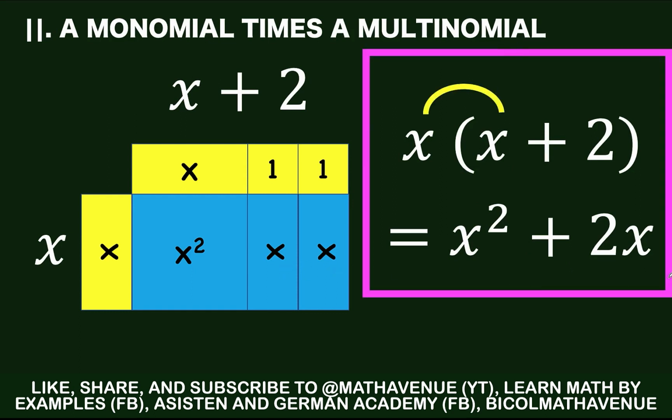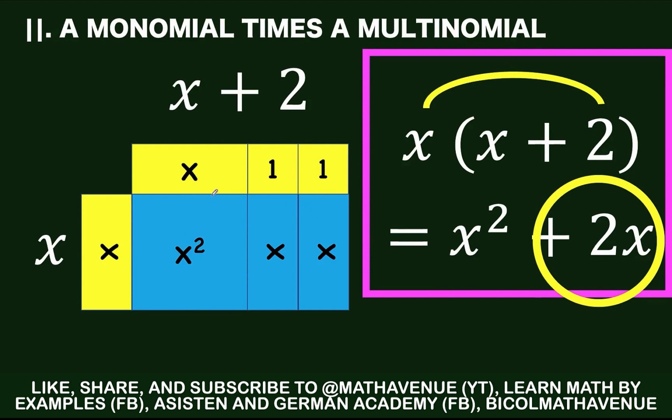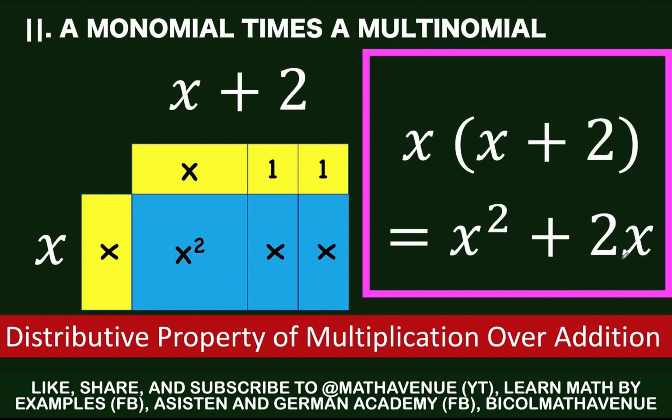Now, if we are going to perform the distributive property of multiplication over addition, it's like this. x times x to get this x squared, then distribute x again to 2, so x times 2 would be 2x. Therefore, we can arrive at the product x squared plus 2x even without this manipulative by performing the distributive property of multiplication over addition. Distribute x to the first term to get x squared, and distribute x again to 2 to get 2x. Since this can no longer be combined because they are unlike terms, that's already our final answer. So the answer is x squared plus 2x.